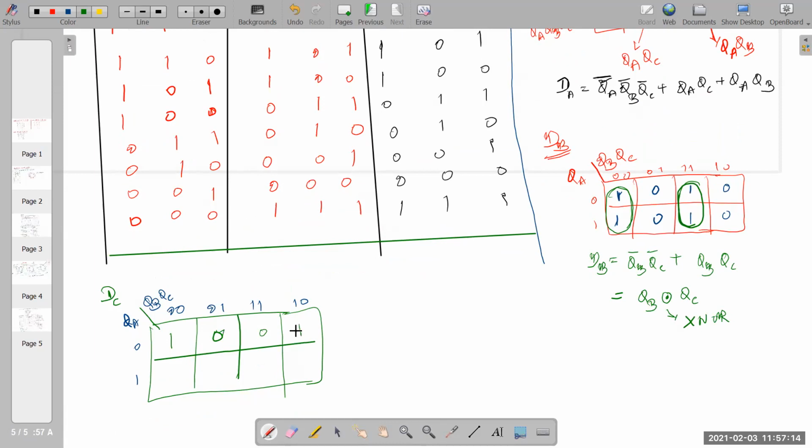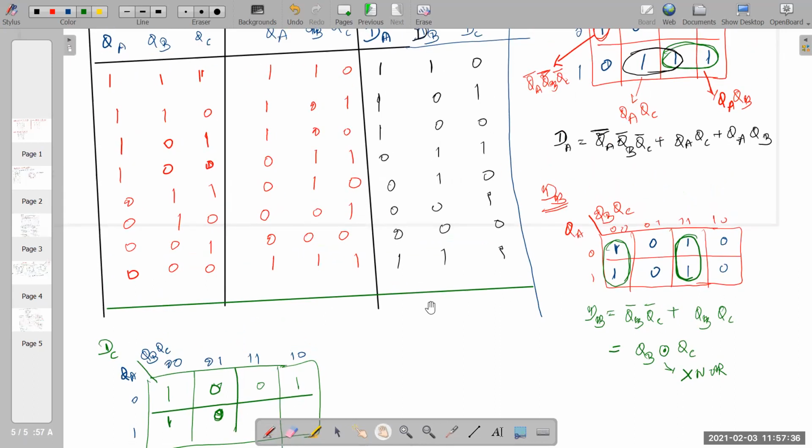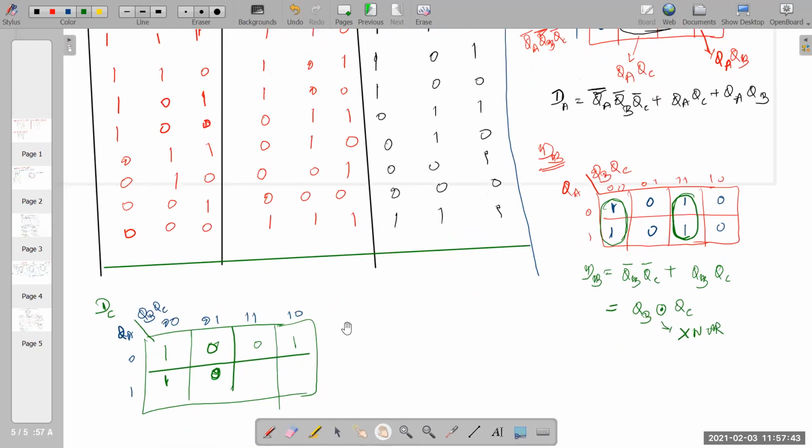Okay, 1 0 0. Look very closely. 1 0 0 is 1. Yeah, fine. 1 0 1 is 0. 1 1 1, yes, I will scroll the table. 1 1 1 is 0. 1 1 0 is 1. Fine.